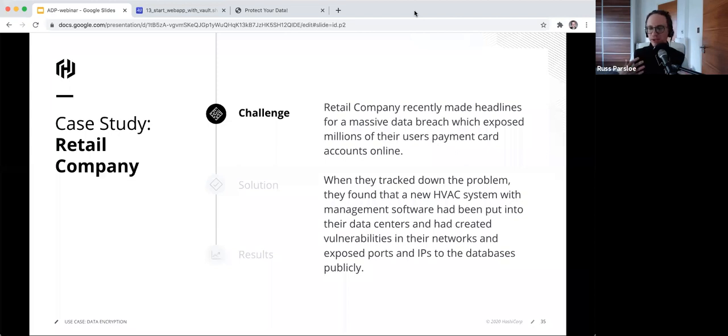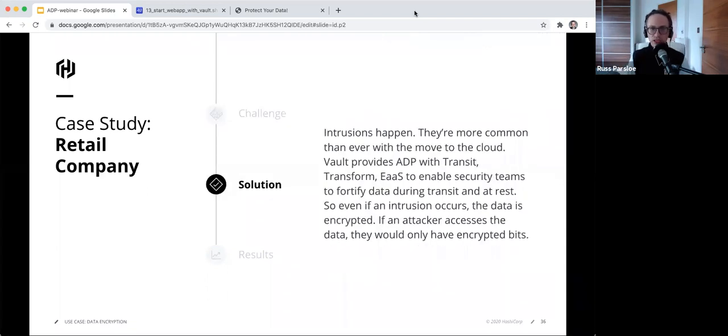Really proving that the model of, if you're inside the network, you can be trusted, you should be able to access things, is a very, very bad practice. Just because someone is inside your network: zero trust, trust no one, authenticate and authorize everything. Now, intrusions do unfortunately happen. It probably happens more than some of us realize. So using things like the advanced data protection capabilities of Vault, such as transit, transform, KMIP, to protect the data in transit, at rest, and provide that key management solution, is obviously going to be very important.